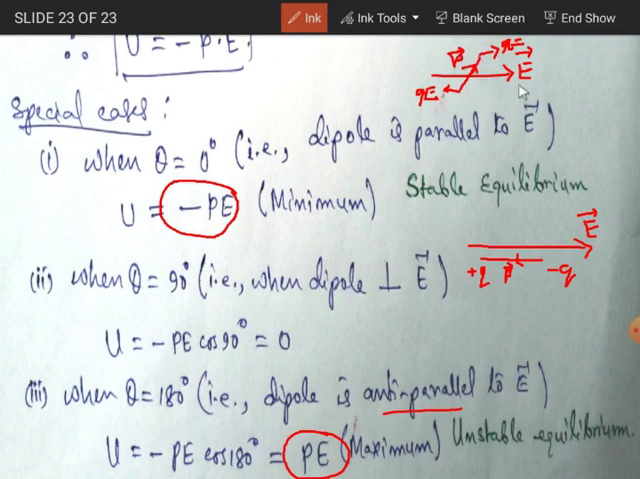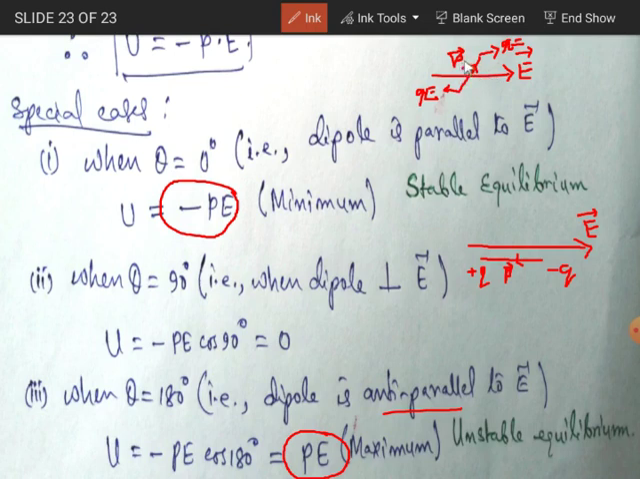If that dipole is placed inside the electric field at some certain angle, then this dipole will try to rotate. How? Because at such a condition the net force is equal to 0, but the torque is not equal to 0. Your tau is not equal to 0. What is this tau? It is the rotating effect of the force. That means the turning effect on that dipole is not equal to 0, and so it will try to rotate it. Up to what position will this dipole rotate?